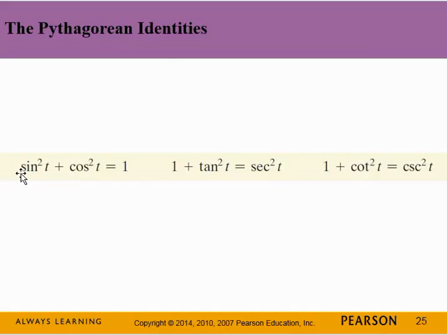So your Pythagorean identities. I would write these down again. I have this on a piece of paper above my desk. So you have sine squared t plus cosine squared t equals 1. 1 plus tangent squared t equals secant squared t. And 1 plus cotangent squared t equals cosecant squared t.